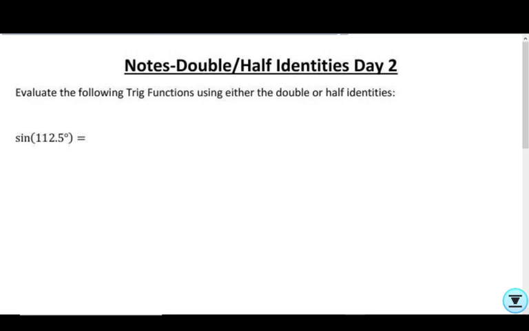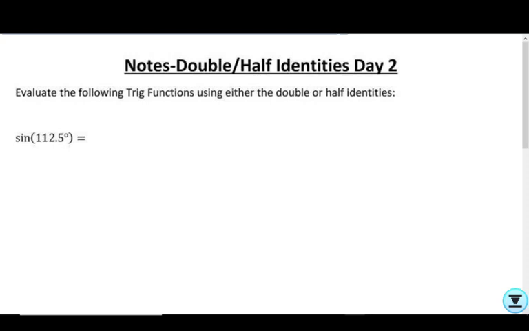Okay, so today we're going to be focusing on the double and the half identities. So yesterday we talked about the sum, the difference, the double, and the half. It asks us to evaluate the following trig functions using either the double or the half identity. Okay. So I'm looking at the sine of 112.5.